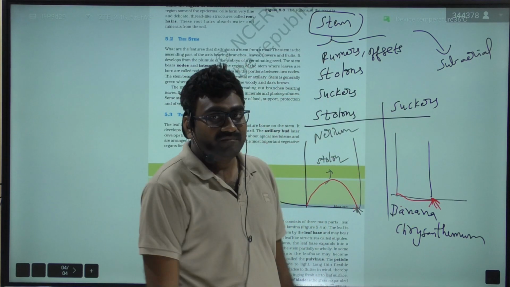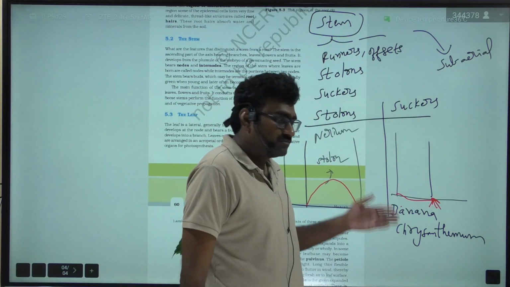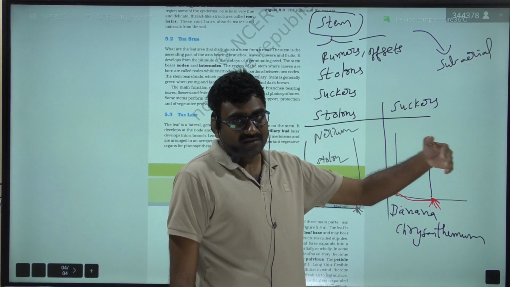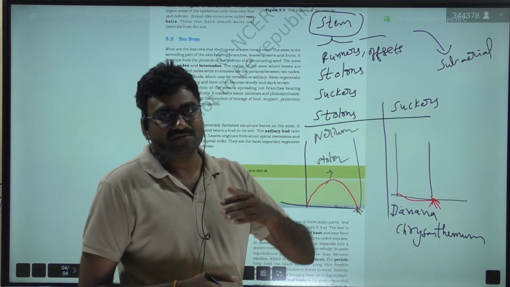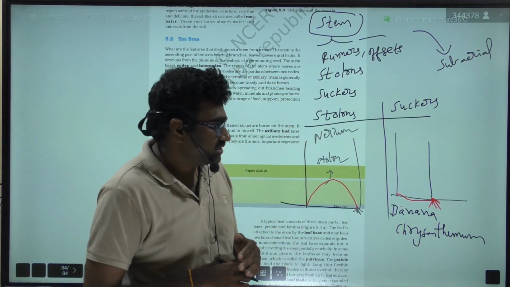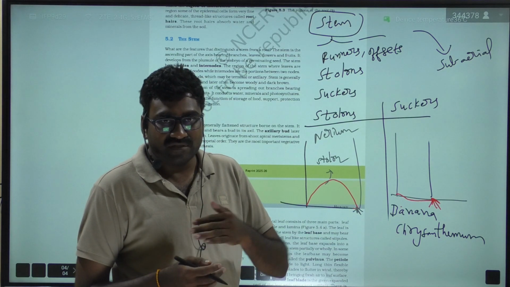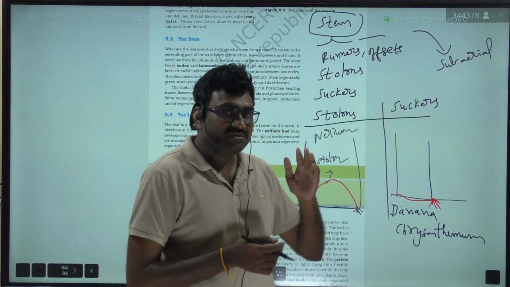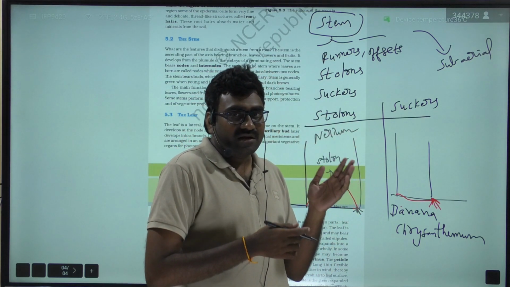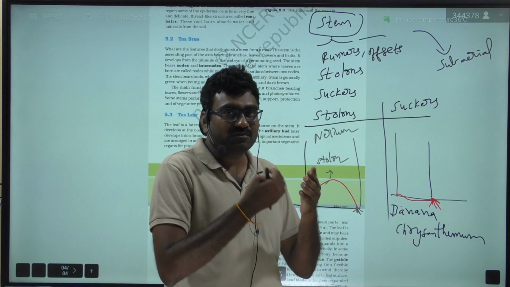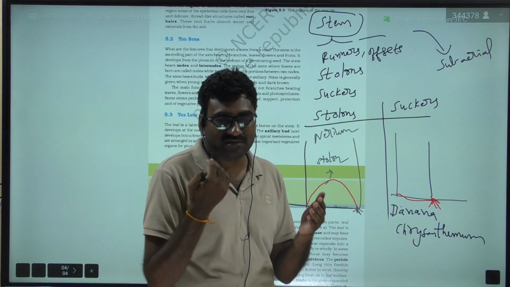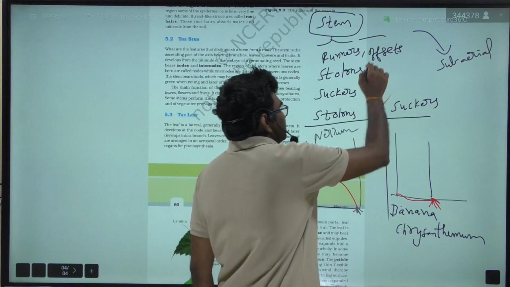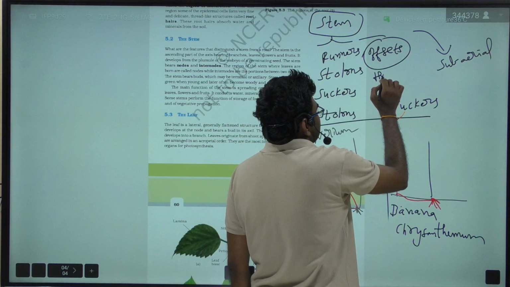And runners. The lateral branch of the stem grows for some distance, and by producing adventitious roots, it develops into a new plant. That means when the branch spreads to a new niche, a new place, it develops into a new plant. And when the new plant is developed, the old part will die. And offsets are the hydrophytic plants. These are the hydrophytes.